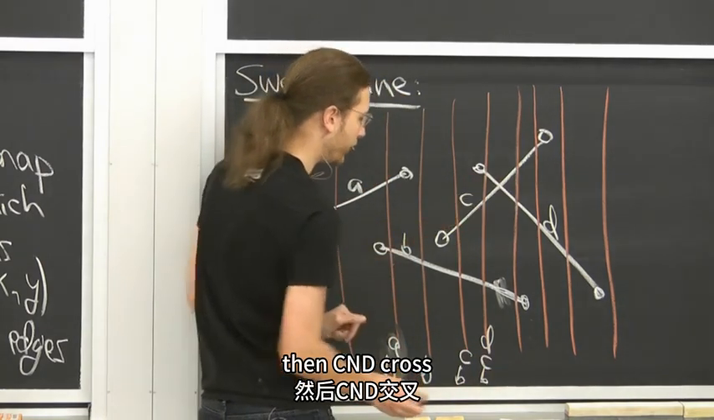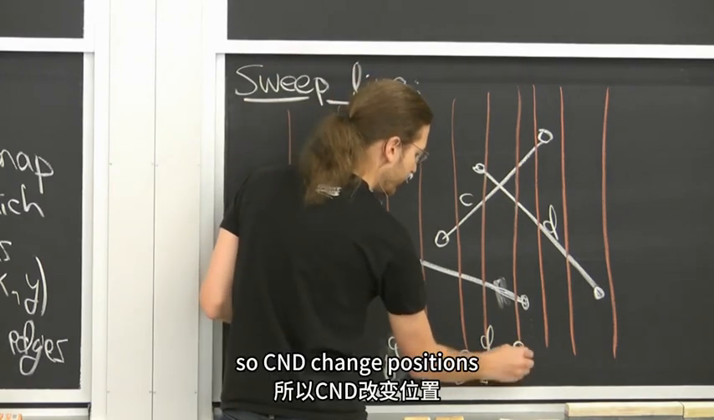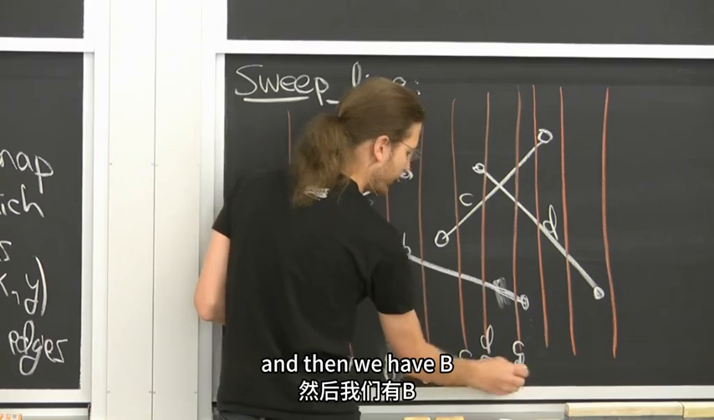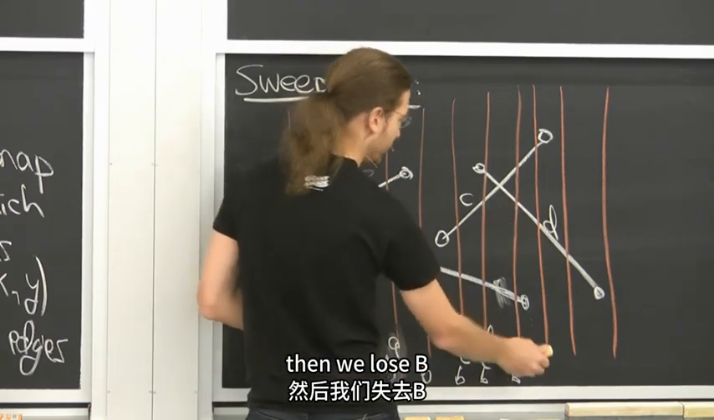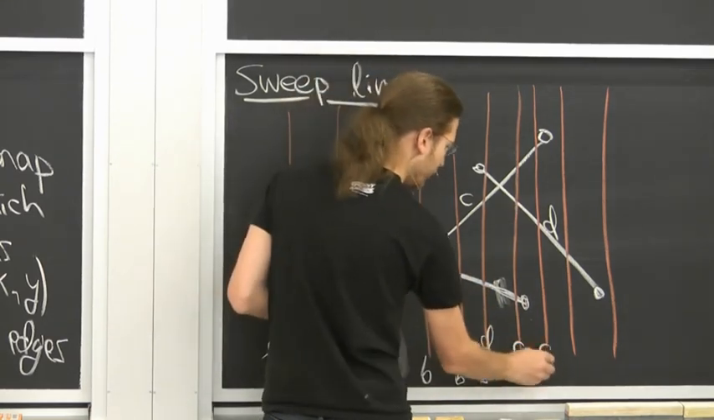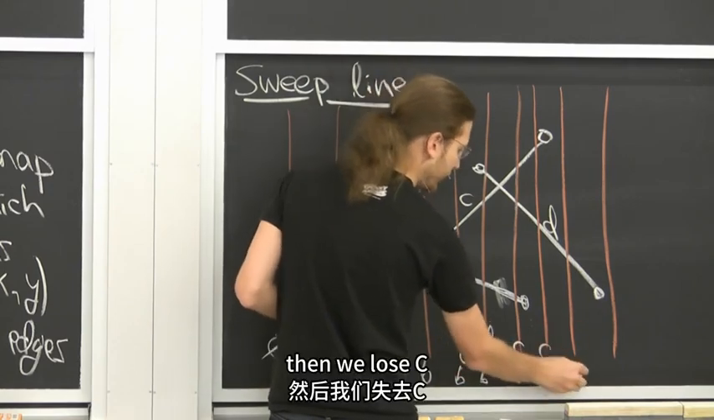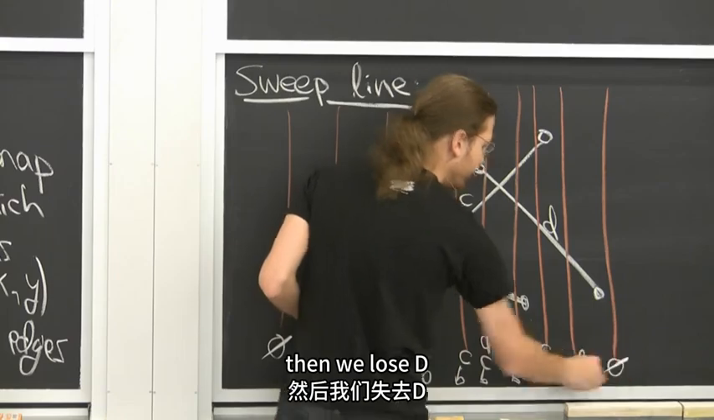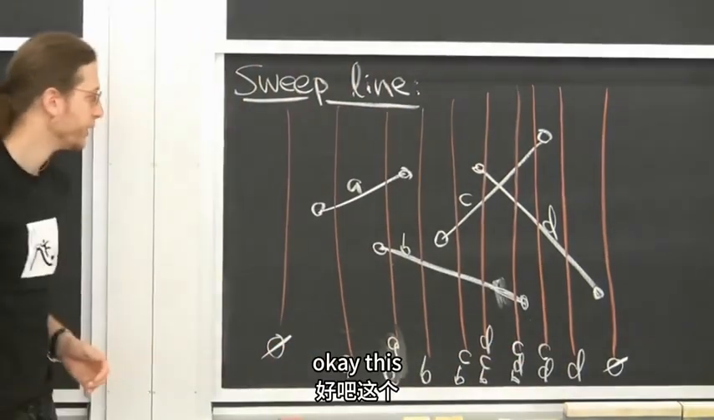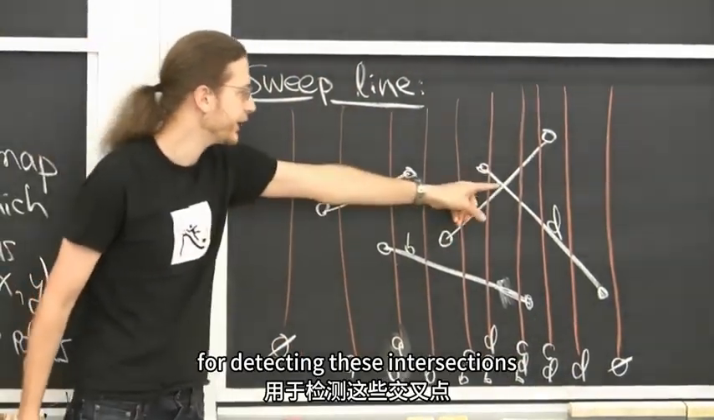Then C and D cross. So C and D change positions. And then we have B. Then we lose B. Then we lose C. Then we lose D. Okay, this is the classic algorithm for detecting these intersections.